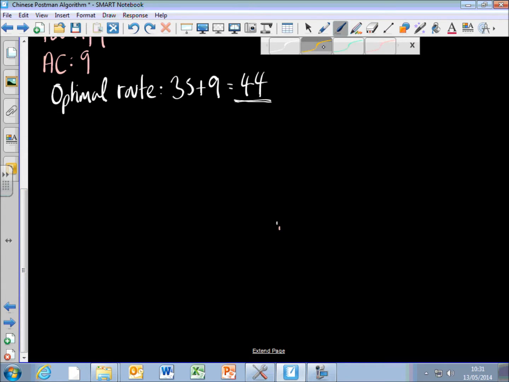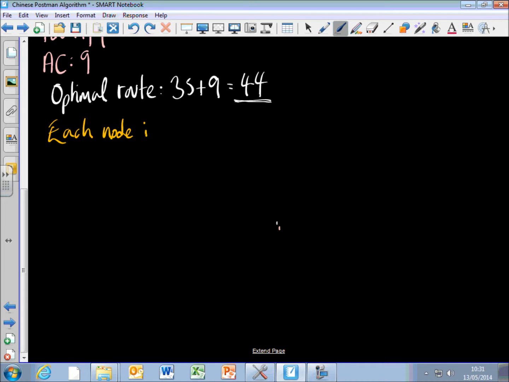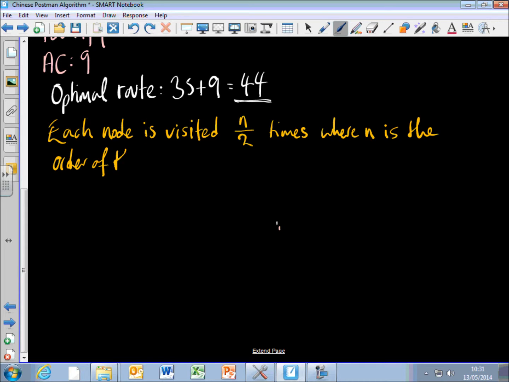Each node is visited n divided by 2 times, where n is the order of the node. So if you want to know how many times you went to a node, you just look at the order and halve it. Except the node where you started.